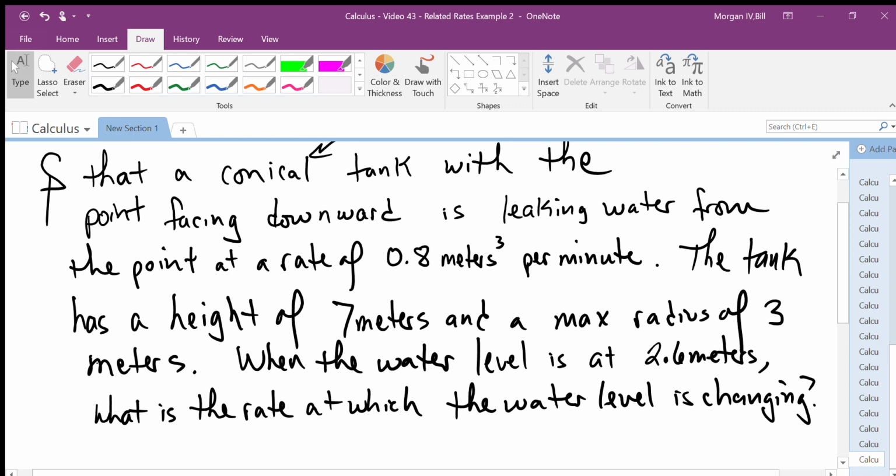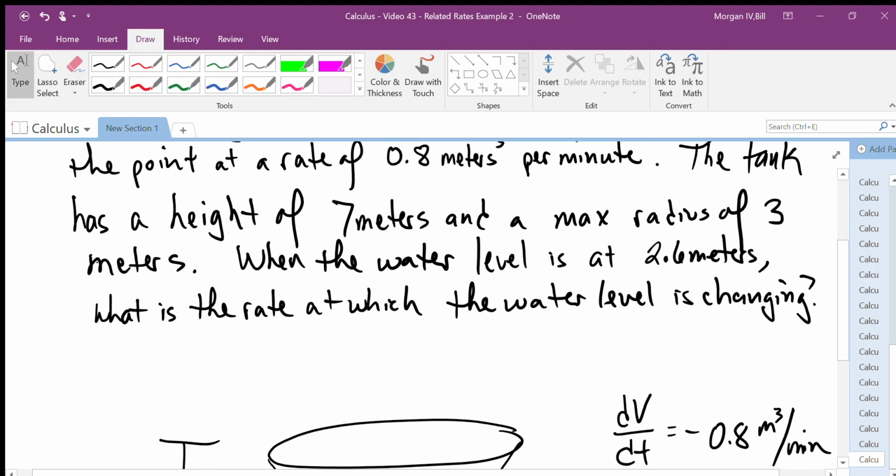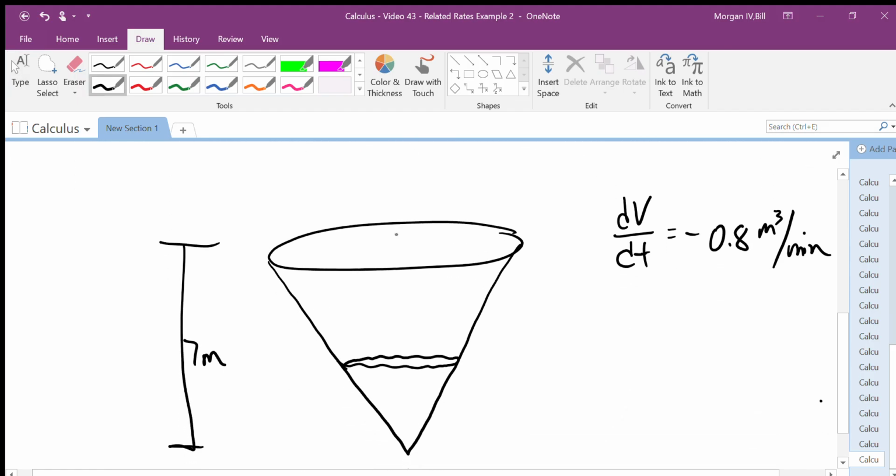The tank has a height of 7 meters, so it's kind of like the total height of 7 meters here. The tank has a max radius of 3 meters, meaning that at the very top, the radius here is 3 meters. Now, I'll tell you this tank, picture it being made out of like concrete or something, right? Those dimensions aren't changing. The maximum radius of the cone, the total height of the cone, those aren't changing. They don't need letters. They don't need variables. They're just constants. The thing that changes is the water level, right?